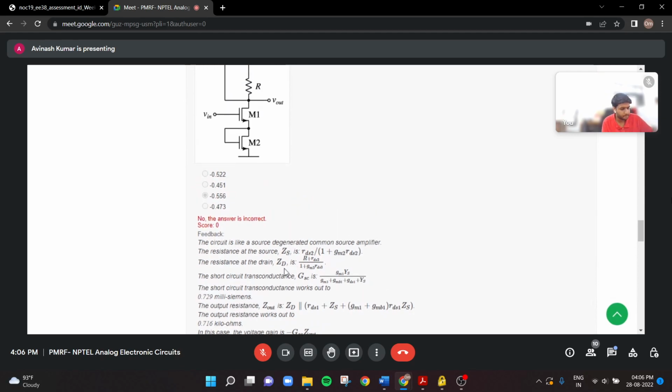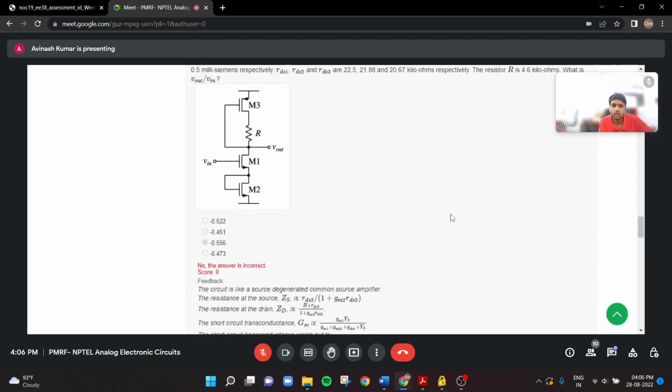Okay, sir. If you can find ZD with your approach, can you do this? What is ZD? The resistance at the drain. Which drain are they talking about? Is ZD the resistance at the output node V out? Sir, this whole M3 and R. That is true. What is the resistance at source?